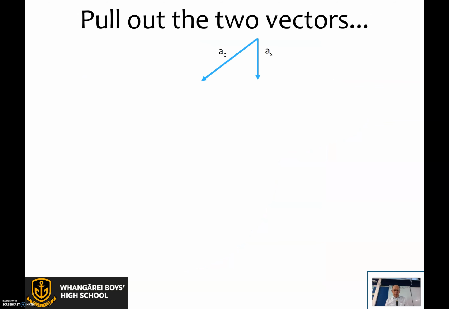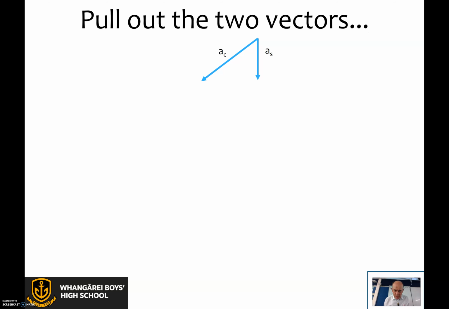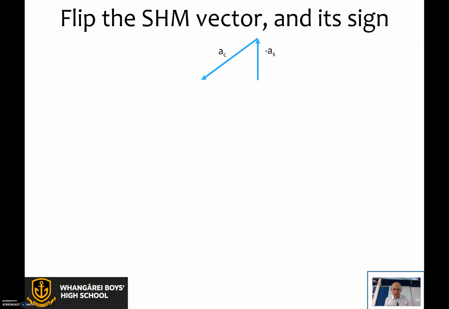Now, if we pull these two vectors out and look at them like that, we need to flip the SHM vector, because in this particular case we've drawn it above the line with a positive value, even though we know it's going down. So we flip it, change its sign, and draw it upwards. Centripetal acceleration is always towards the center, so it's always positive, but the simple harmonic motion acceleration, if it's pointing up, has to have a negative.